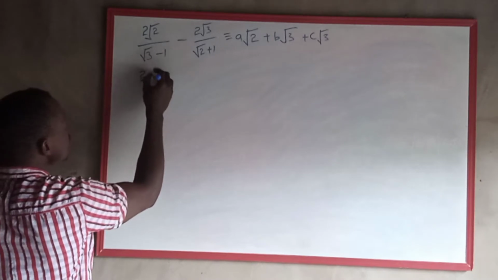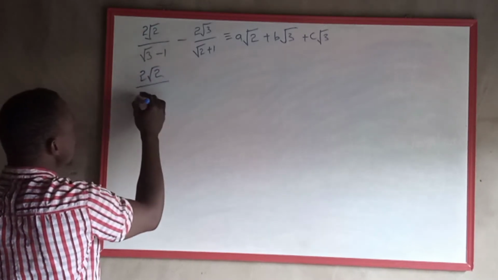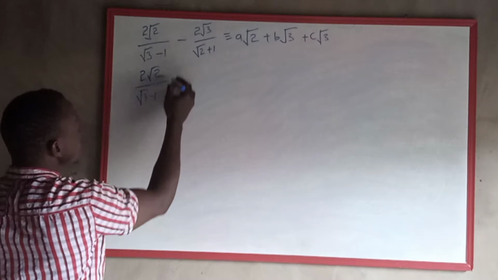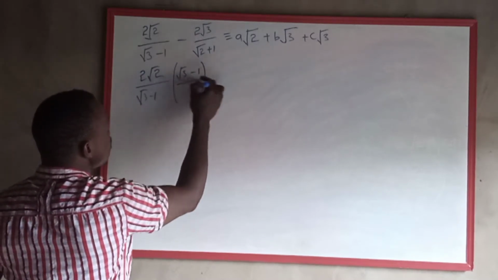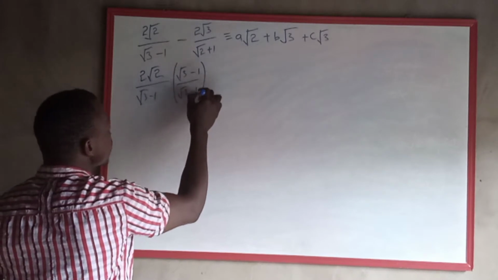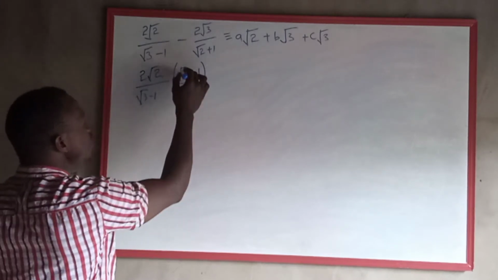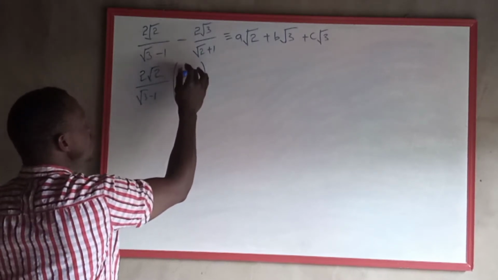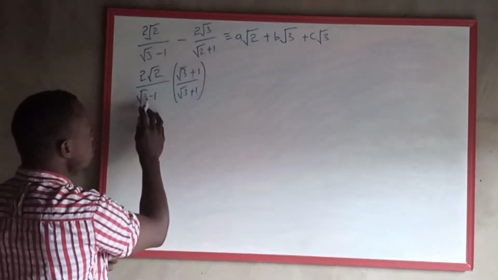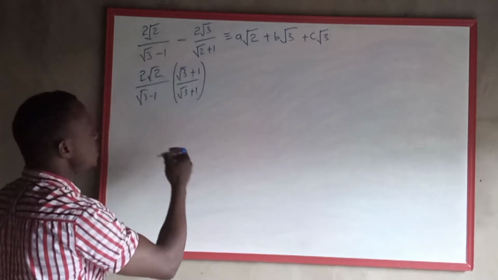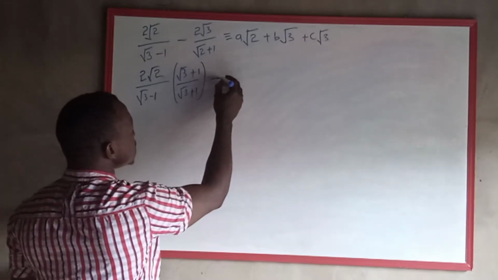We have 2 root 2 divided by root 3 minus 1. Now we multiply it by root 3 minus 1 over root 3 minus 1, which is this. But when you want to rationalize, you don't multiply it with this root 3 minus 1. You change the sign. If it was positive here, it becomes negative. Negative there becomes positive. We have the same thing here.